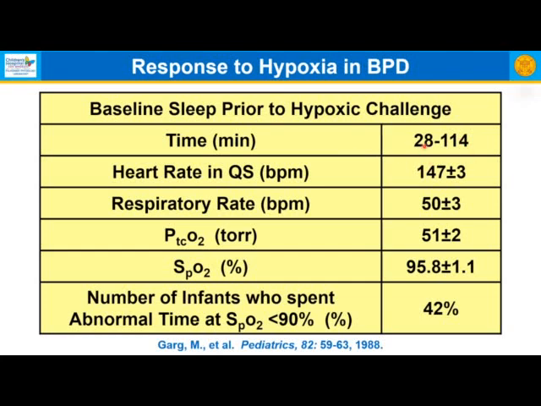Time, as you can see, varied. Heart rate was in a normal range. Respiratory pattern perhaps slightly increased. A transcutaneous O2 was 51, saturation 96%, and the number of infants who spent abnormal time, that is with a SAT less than 90%, was 42%.